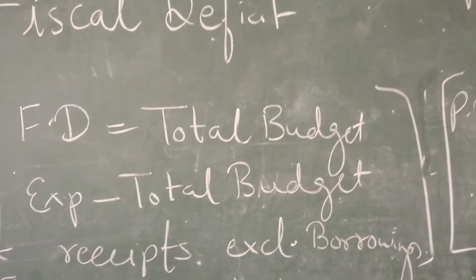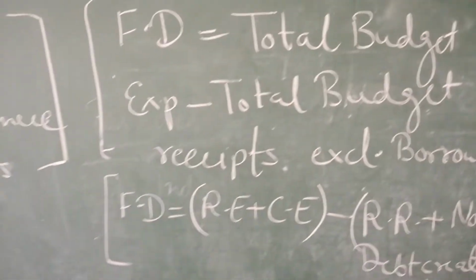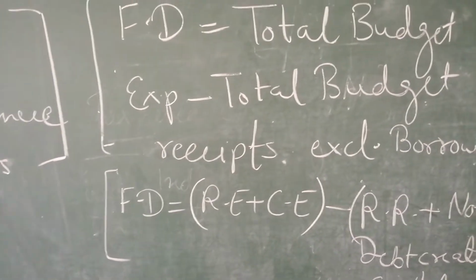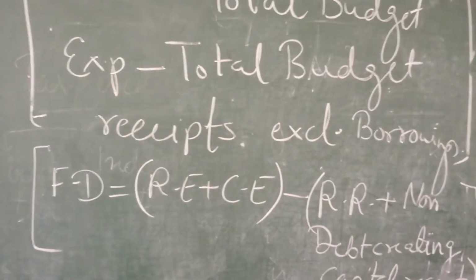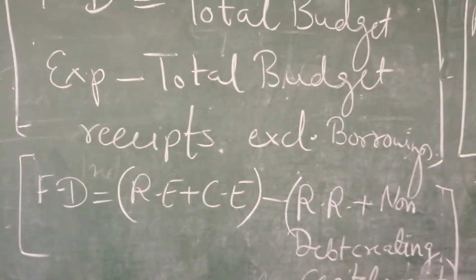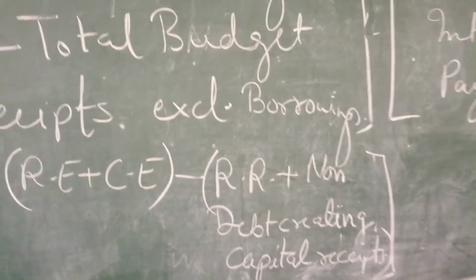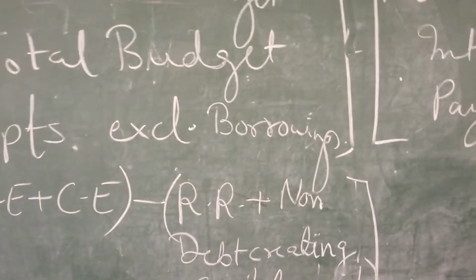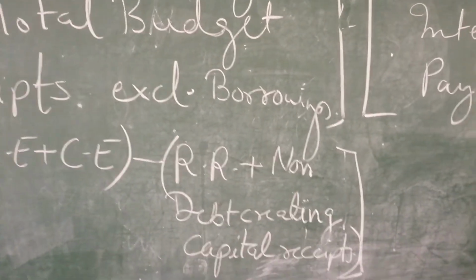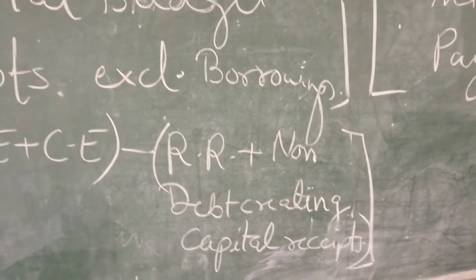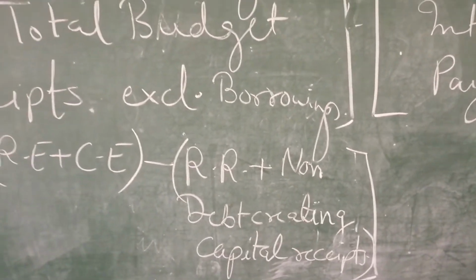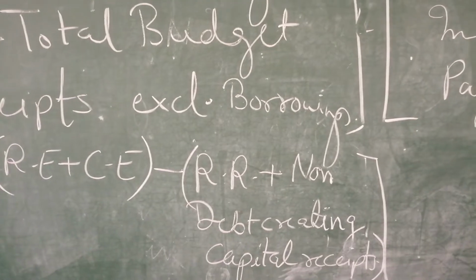It can also be interpreted in another formula: FD, that is fiscal deficit, is equal to RE plus CE, revenue expenditure plus capital expenditure, that means total expenditure, minus RR, that means we are going to take total revenue receipts plus only non-debt creating capital receipts. That means here we are excluding borrowings.